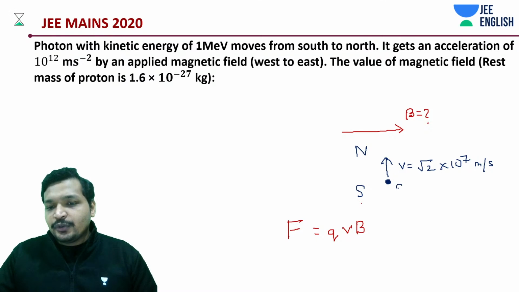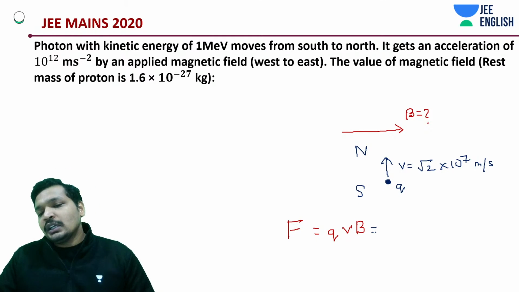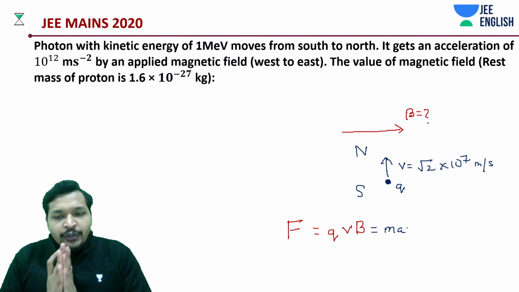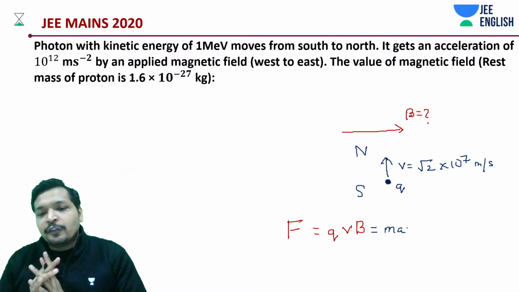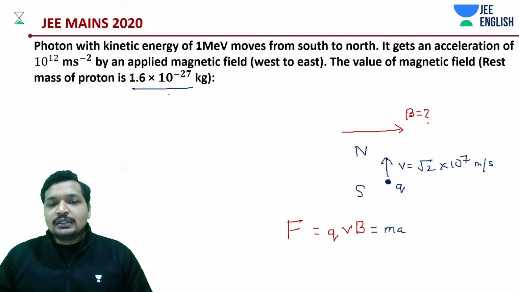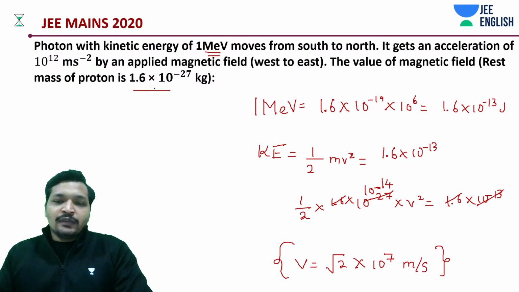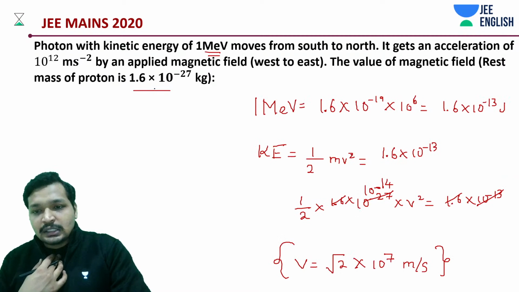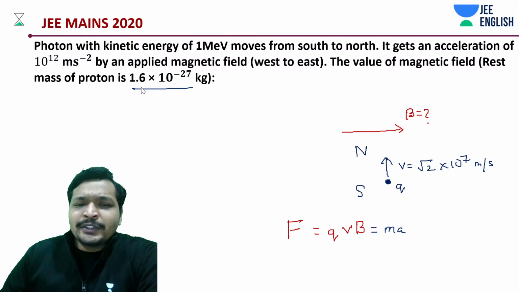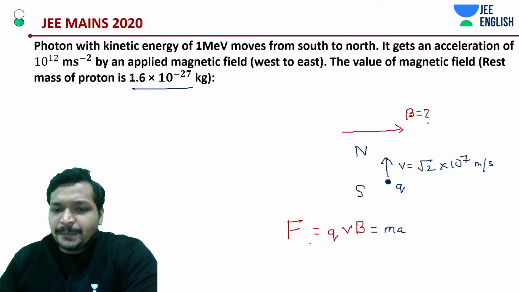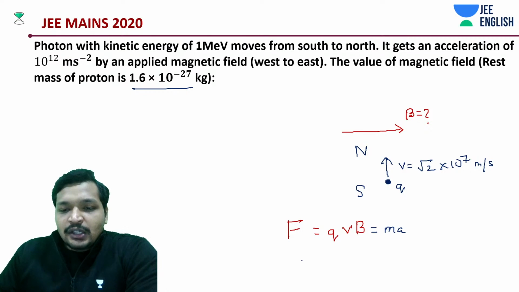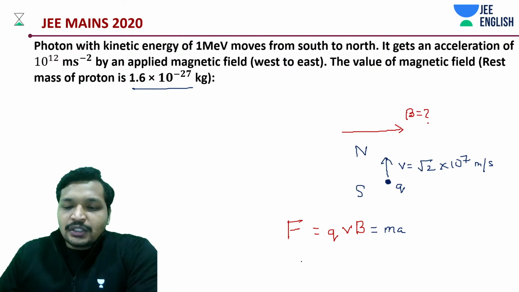So this is equal to how much? Mass into acceleration. We know the value of velocity, we know the value of mass, we know the value of charge. The value of mass is given to us. We could have kept it as it is, but it's easier, since it's all 1.6, they would get cancelled out very easily. So now what do we have? We have to substitute the value and get them. So let's do the calculation.